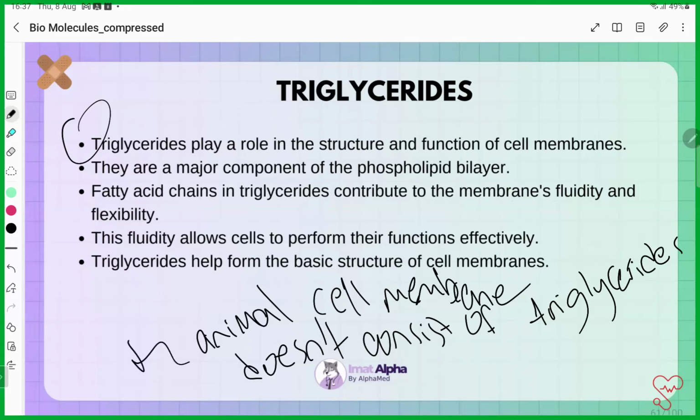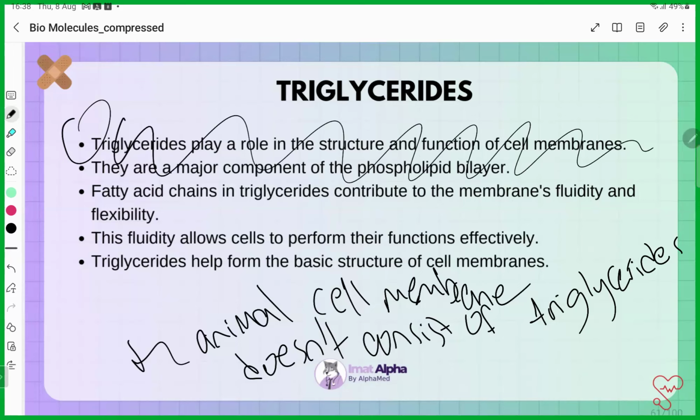So guys, animal cell membrane does not consist of triglycerides, but they are a major component of the phospholipid bilayer. Fatty acid chains and triglycerides contribute to the membrane fluidity. Don't take this into consideration. Take it out. Focus on this. Okay? These first two, don't take them into consideration.